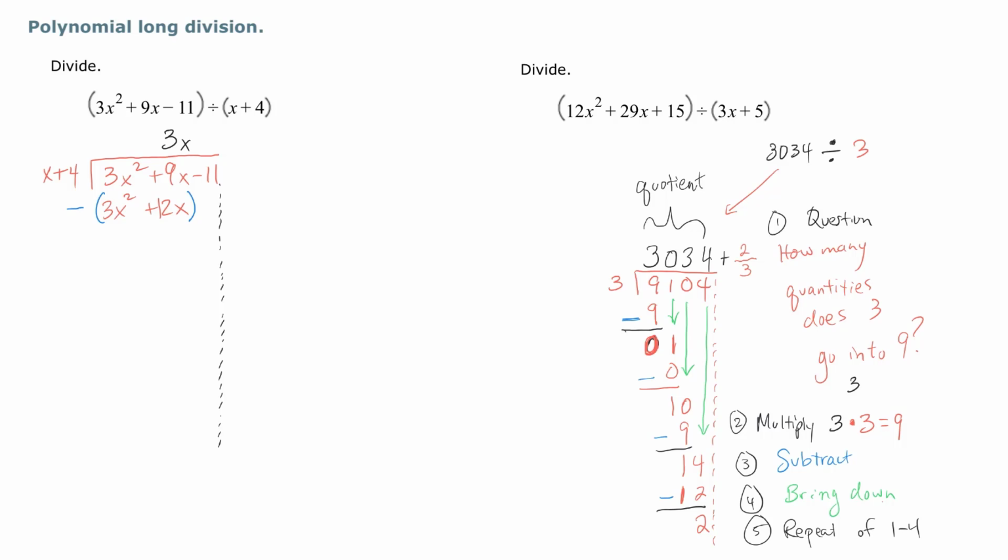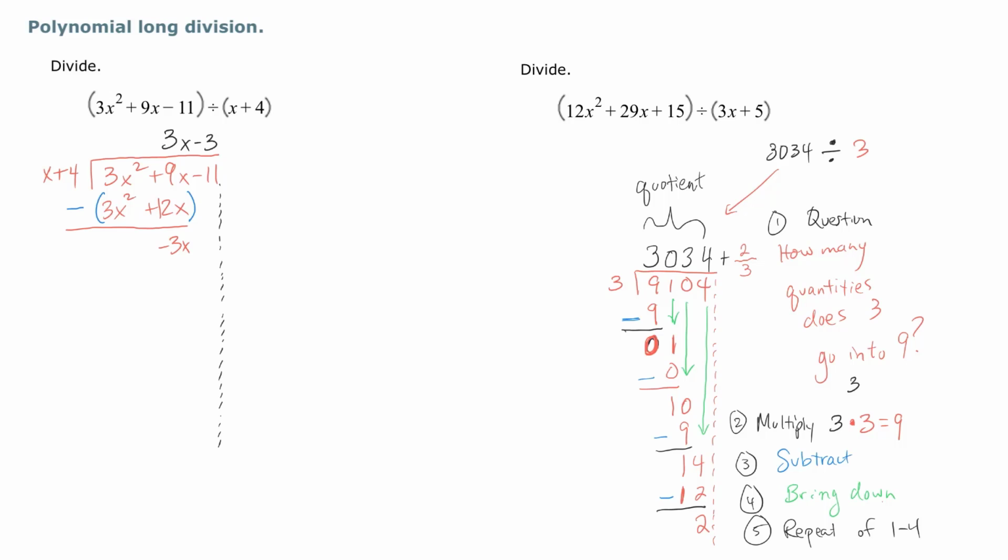Let's subtract. And we get a negative 3x. And then we ask the question again. About how many quantities does x plus 4 go into negative 3x? And the answer is negative 3. And now we're at multiply.